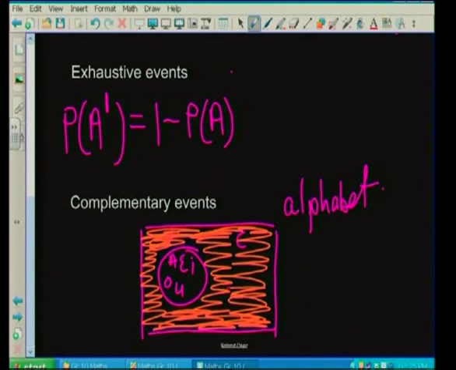And that would be my consonants. So the complementary is the exact opposite, really. That is the word that we can be looking for. So if I say the complement of vowels, what I mean is not vowels. In other words, the consonants.